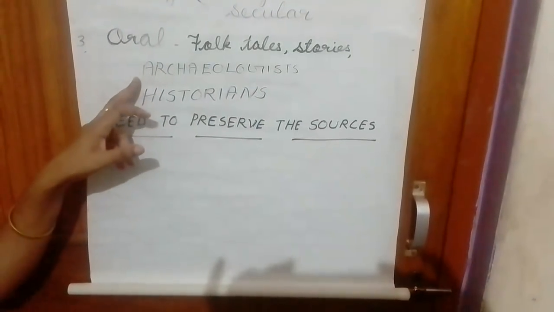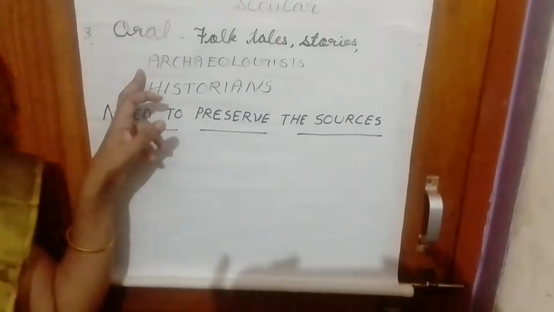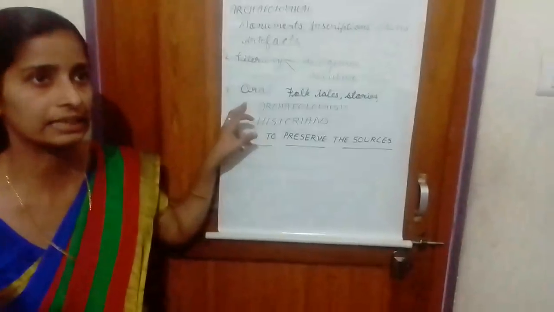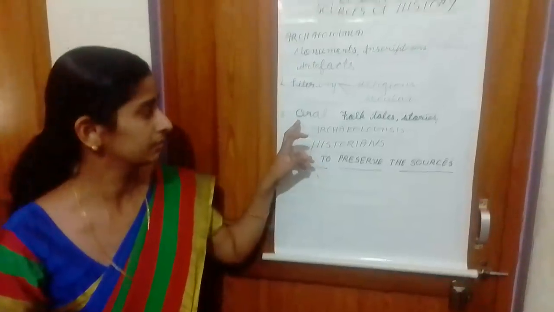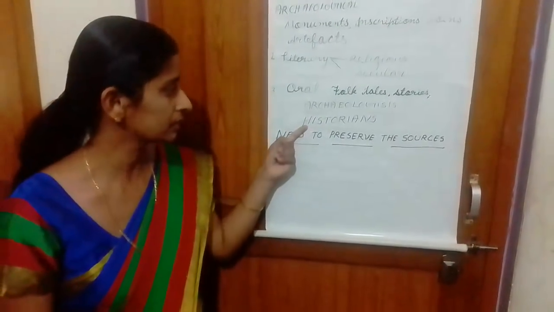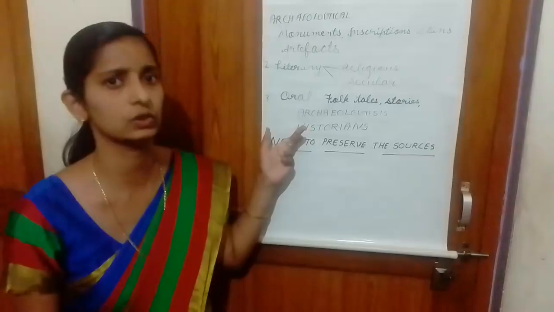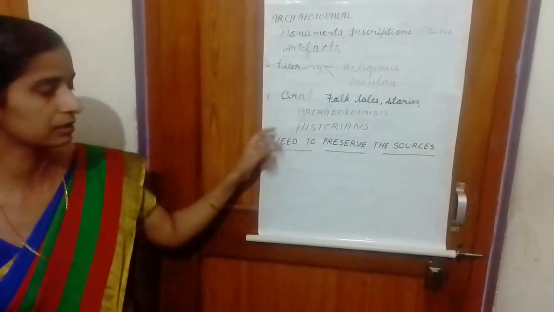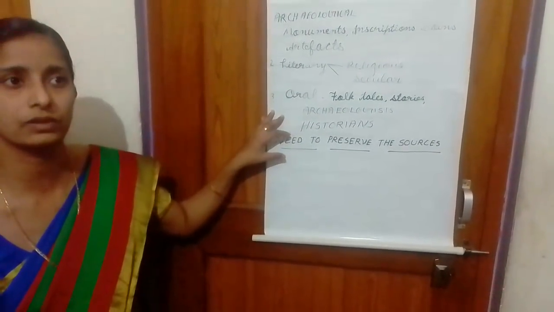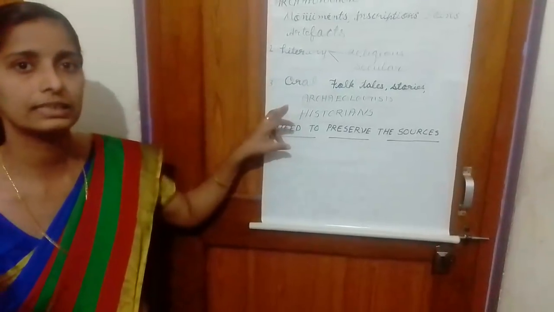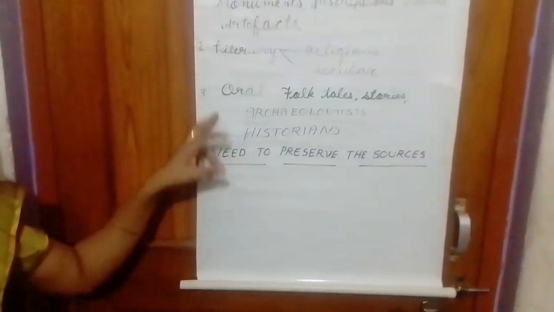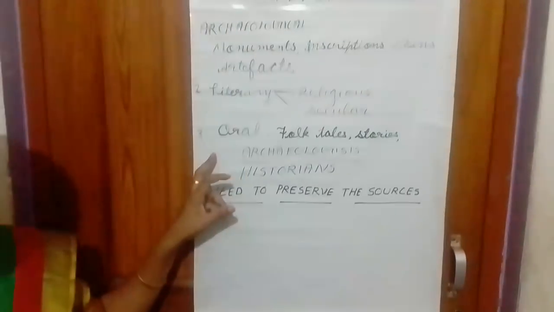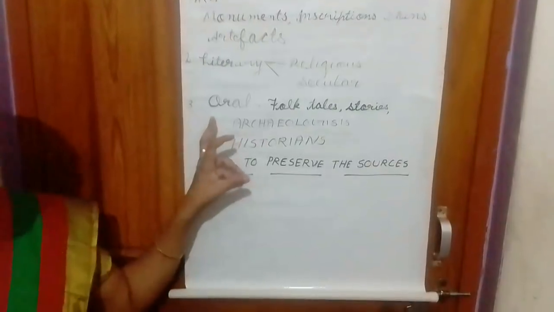And the next one, archaeologist. Who is an archaeologist? An archaeologist is a person who is an expert in digging and studying remains of the past. And the next, historians. Who is a historian? A historian is a person who studies and writes about the past and is considered an authority on it. That is what we discussed in the last two classes. I hope you all understood.